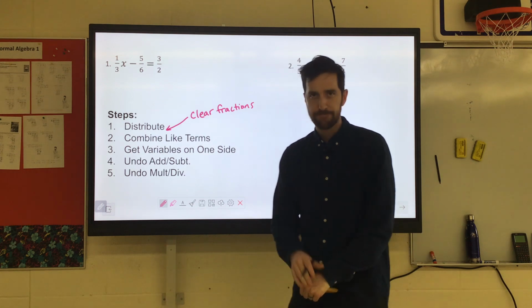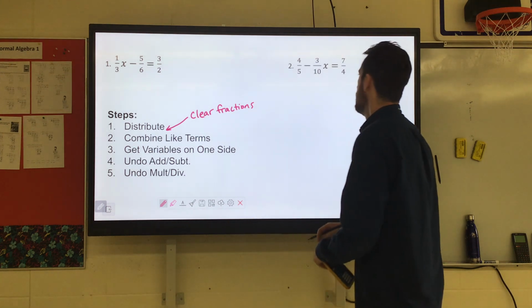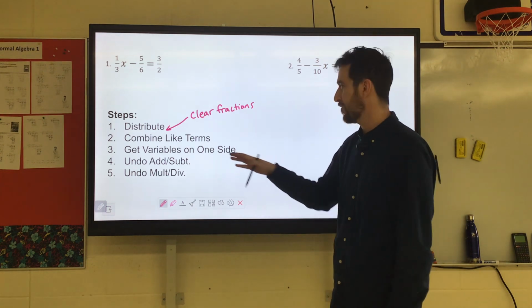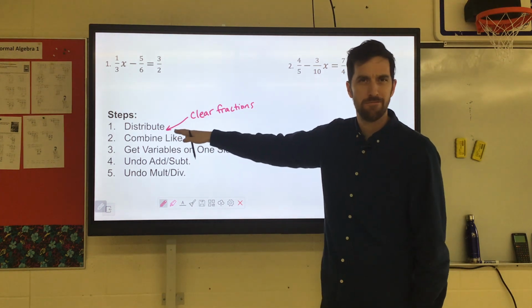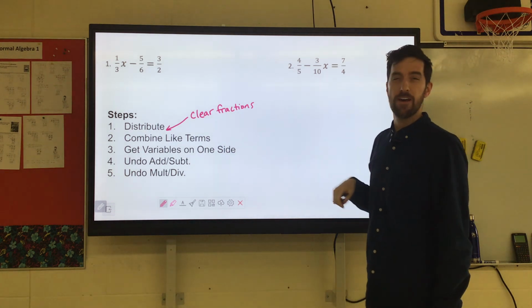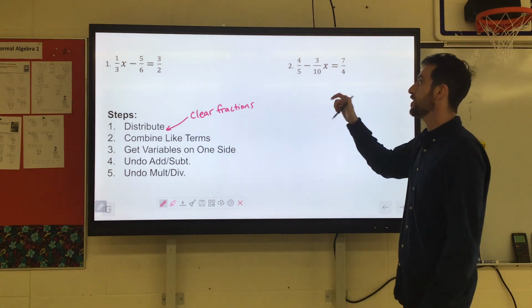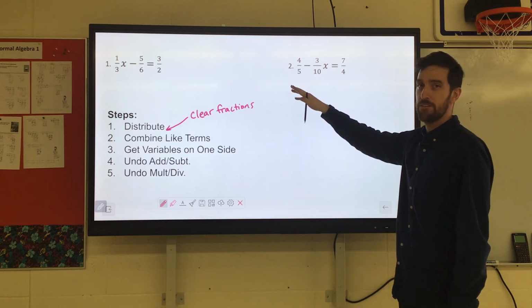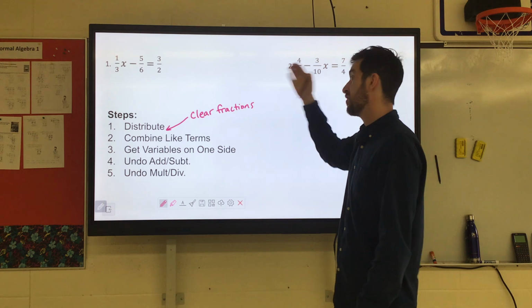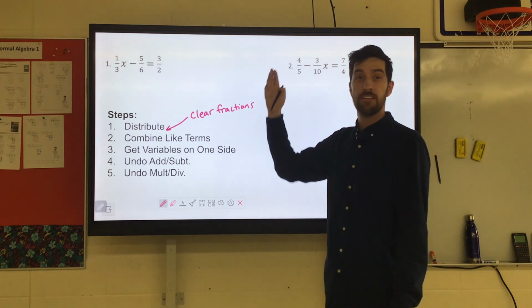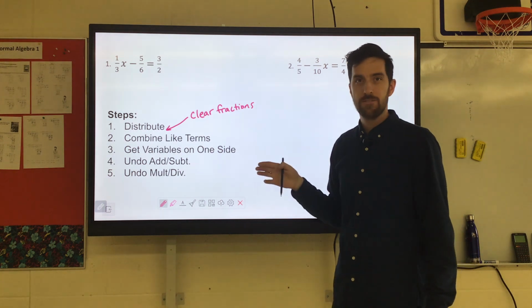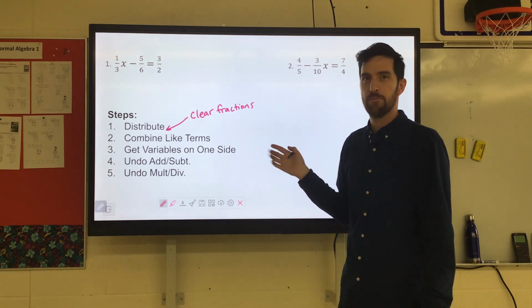All right. Here we go. Looking at number 2, we're looking at the denominators. First of all, well, I don't see anything to distribute, right? There's no parentheses there. So we look at step 1.5, clearing the fractions. If you look at just the denominators, those are the important things. 5, 10, and 4. We need to multiply this whole equation by anything that 5, 4, and 10 all go into.